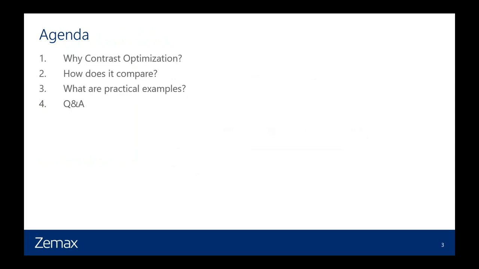So we'll look at contrast optimization as a method for optimization of imaging systems, both how it compares to other traditional optimization methods, and then I also took the liberty of comparing it to some competitive software, Zemax OpticStudio, just to provide a little bit more balance and fairness to the analysis and comparison. And then we'll look at some examples of what those might be, and then take some questions at the end. And just as a reminder, if you have questions as we go along, put those into the chat box. Robin will be collecting those, and we will address those at the end of our time.